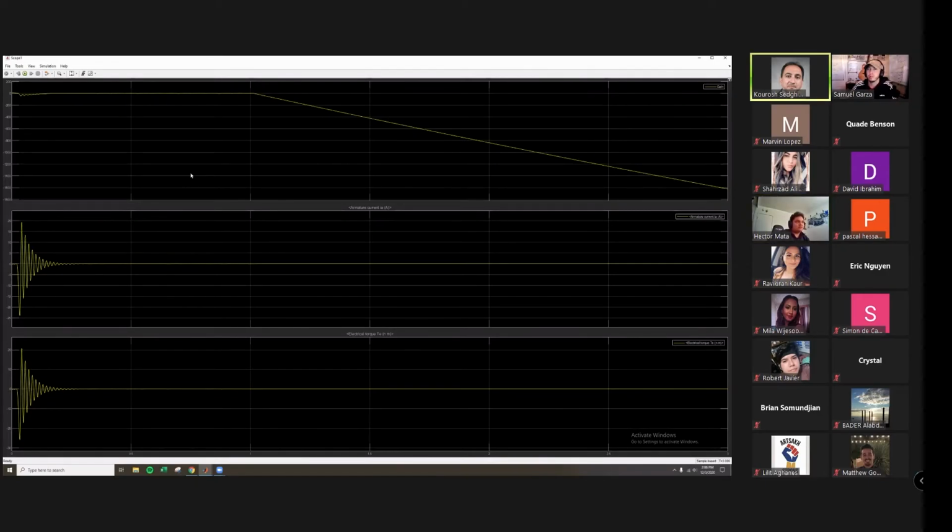Okay, but I don't see that. Which one is the motor speed? The first one? The first one, yeah. Okay, so how can you prove that you're following the set point? Oh, yeah, you're right. You're not following the set point.